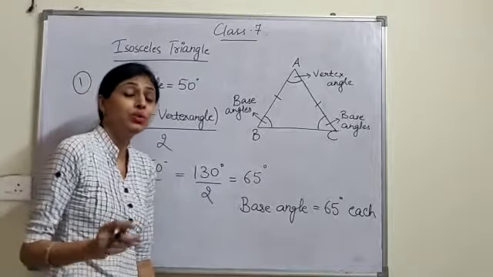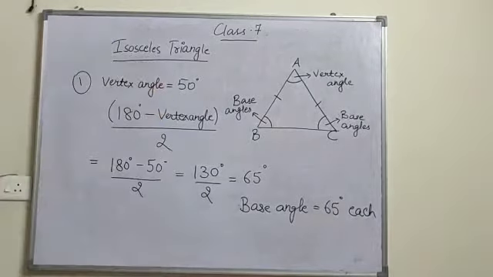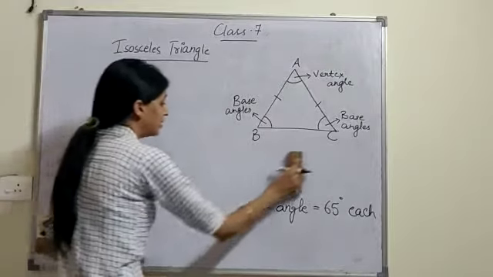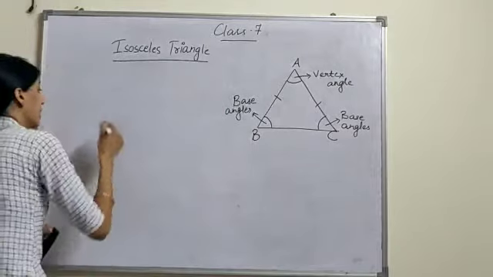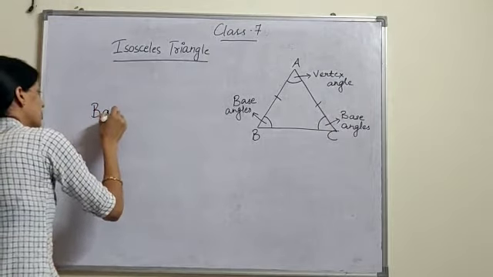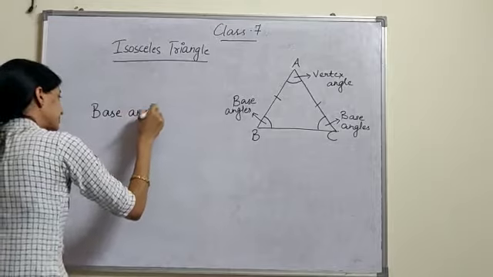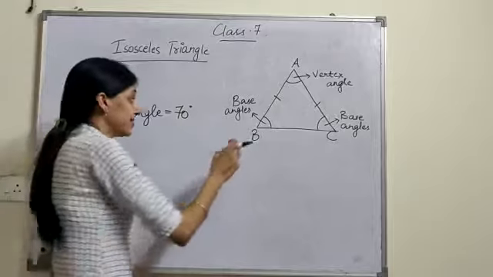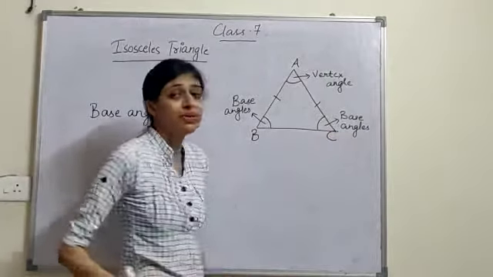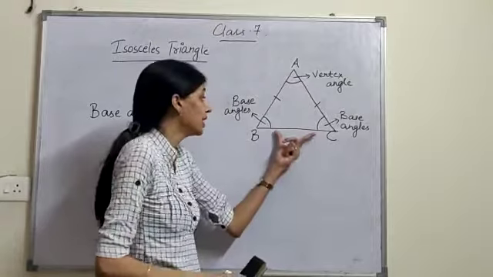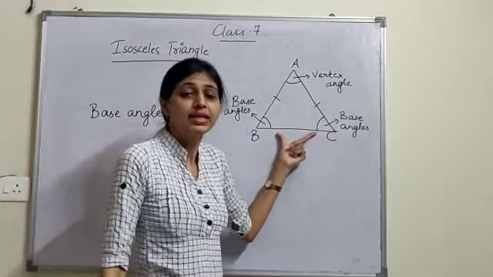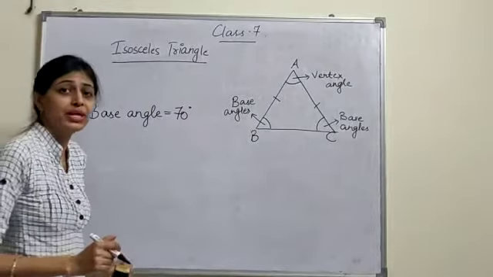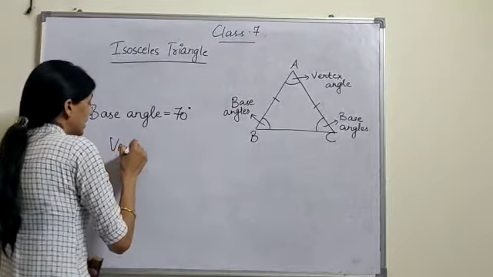Now what will happen if only one base angle is given to you? Suppose only the base angle is given and you have to find out the other two angles. Let us suppose the base angle is 70 degrees. We know if a single base angle is 70 degrees, then the other base angle will also be 70 degrees because both the base angles are equal in an isosceles triangle. We have to find out the vertex angle.